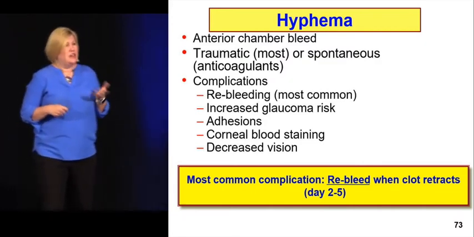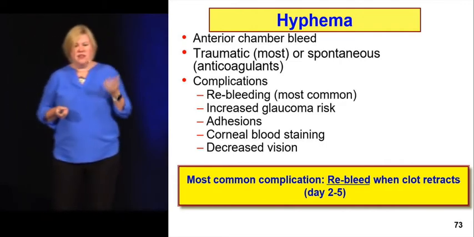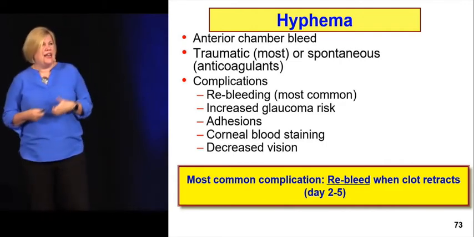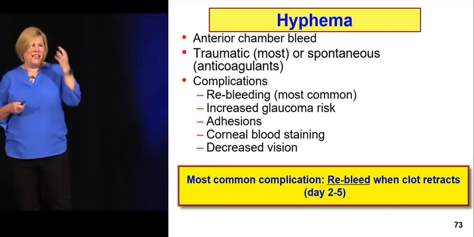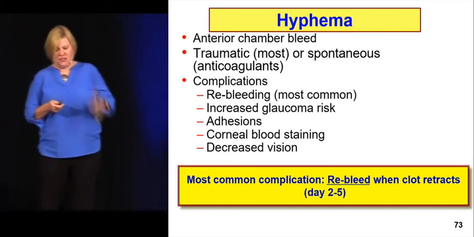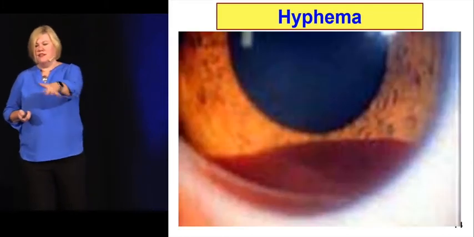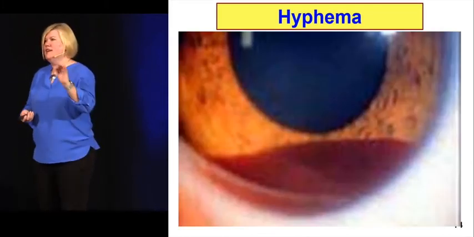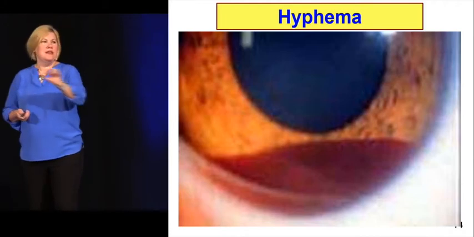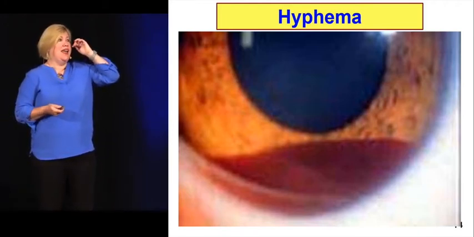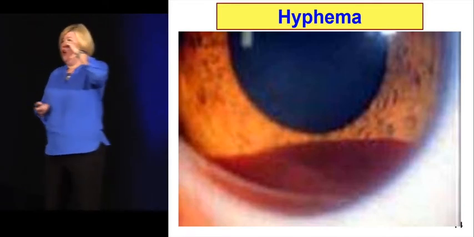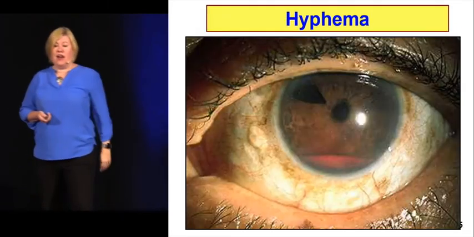They can also be at increased glaucoma risk from these red cells in the anterior chamber. They can get staining and decreased vision from all this, but the most common complication is that rebleed as the clot retracts and they basically bleed again. Red cells layering out in the anterior chamber, that is hyphema. And this can be anything from a little bit to the whole anterior chamber of the eye, in which case we call that an 8-ball hyphema, right? When it's all the way up and they have red cells in the entire anterior chamber.